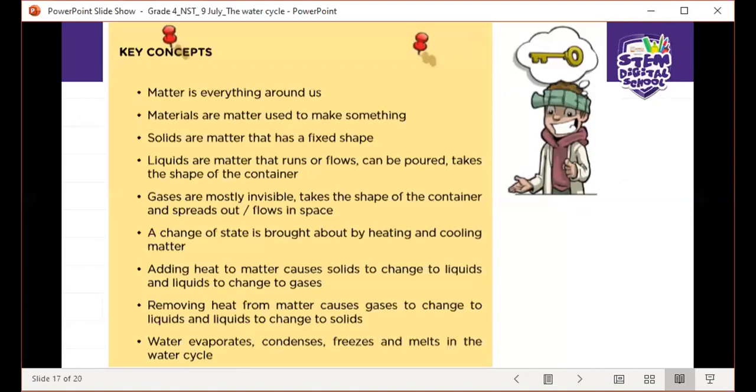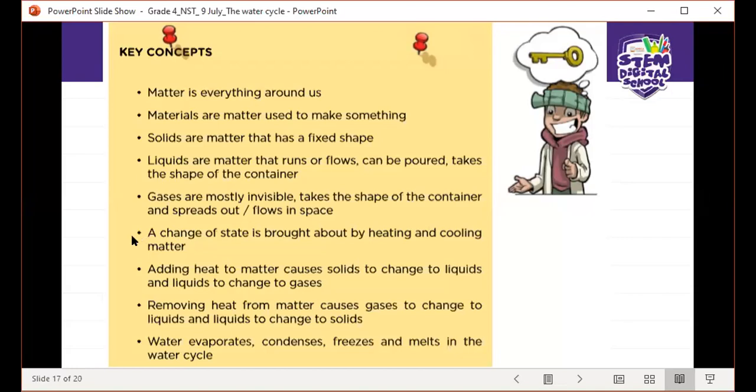Okay, so guys, let us go through the key concepts of our lesson or the topic. Ne? We have looked at how matter is everything around us. Okay, then materials are matter used to make something. Then solids are matter that has a fixed shape. Liquids are matter that runs or flows, so they can be poured and take the shape of the container. Then gases are mostly invisible, all right? And they take the shape of the container and spread out or flow in space.